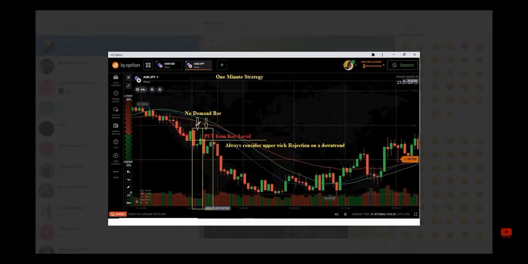Okay. Downtrend market, no demand bar. Yes, no demand bar, upper rejection, and we can place an order from the key level in the downward direction, a 1 minute signal. And this one, step by step volume low, step by step volume low. Yes, we can place a 1 minute trade.